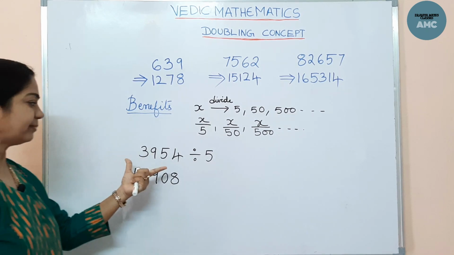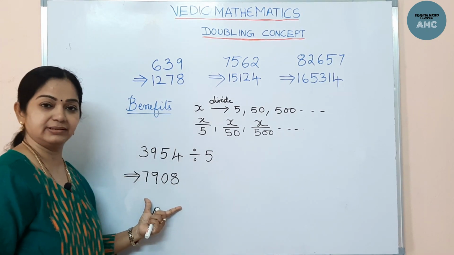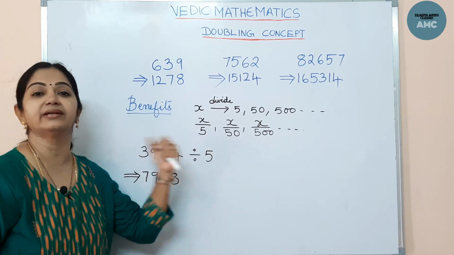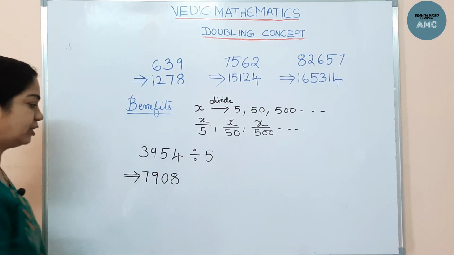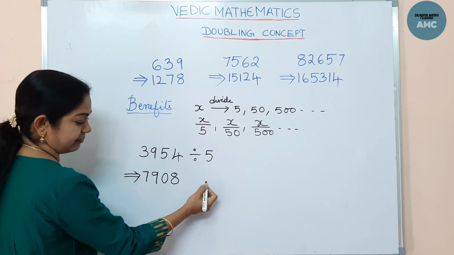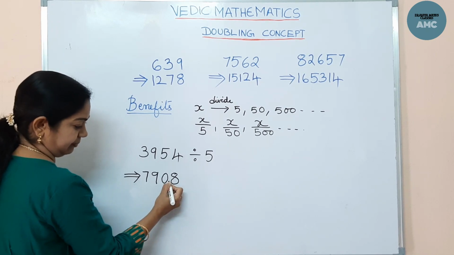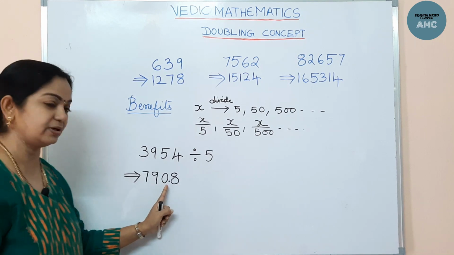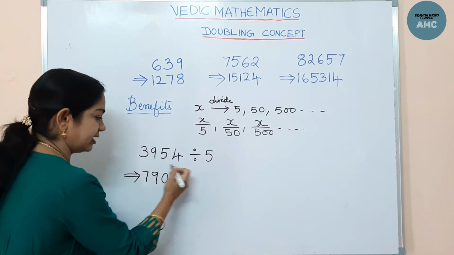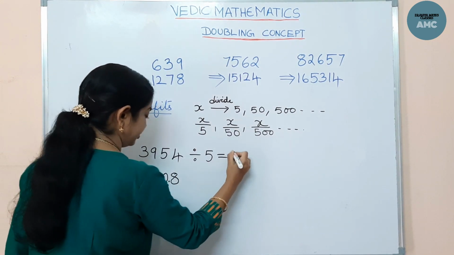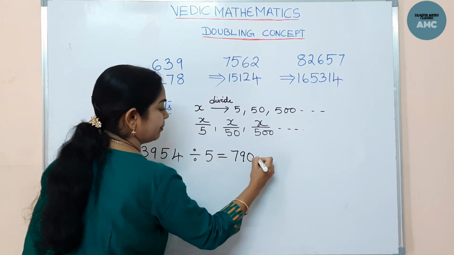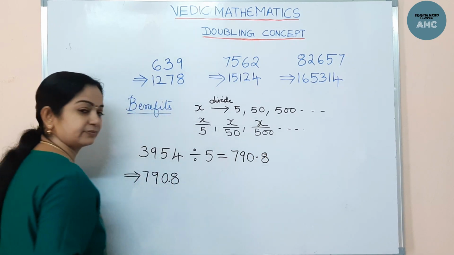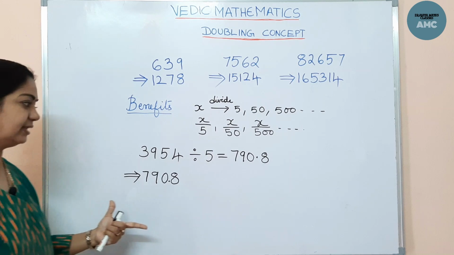But what I'm doing, I've doubled it. But I wanted to divide it by 5. Then what do we have to do? Just from the rightmost part, keep a decimal point after only 1 digit. This is the final answer. So the answer for this is 790.8.